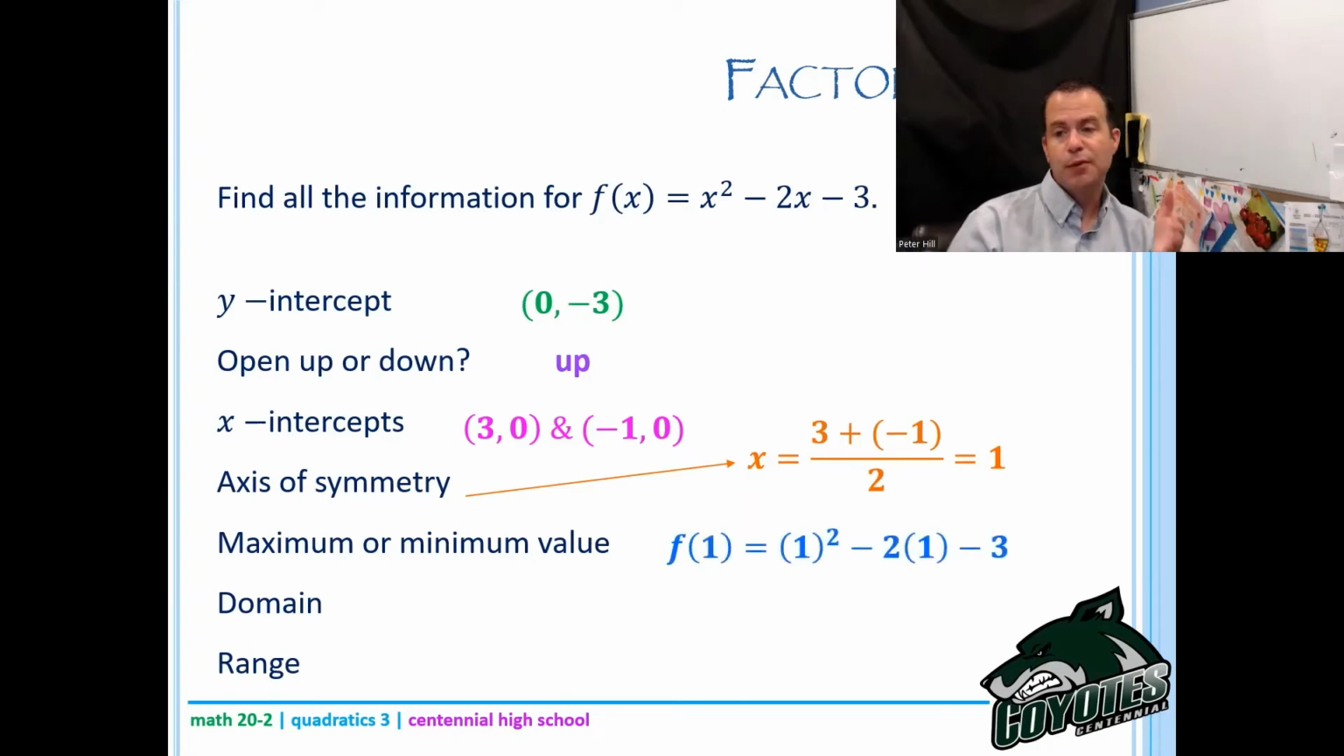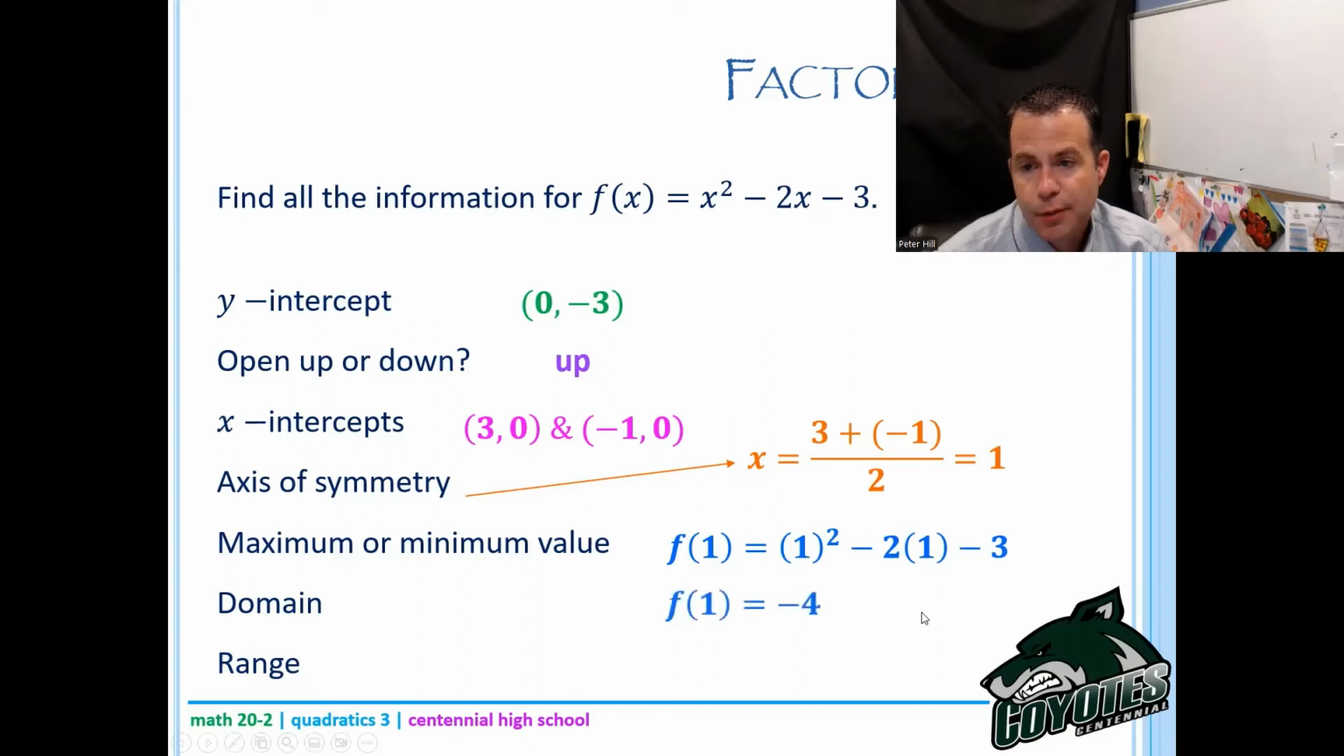So f of x equals x squared minus 2x minus 3. I just substituted my x with 1 because I know that that's the axis of symmetry, which is the x value of the vertex, and the max or min is the y value of the vertex. Okay, so now I've got 1 minus 2 minus 3, which is -4. So I know I have a minimum at -4.